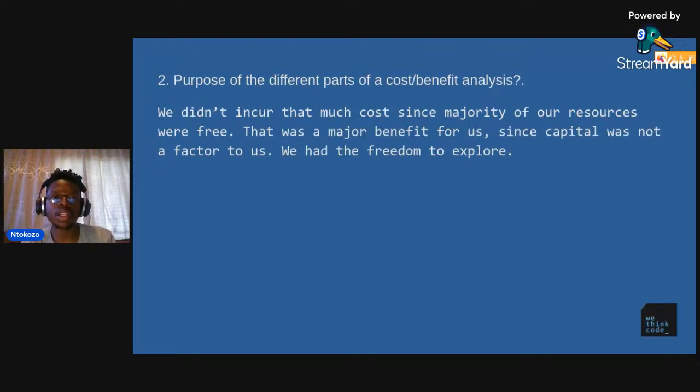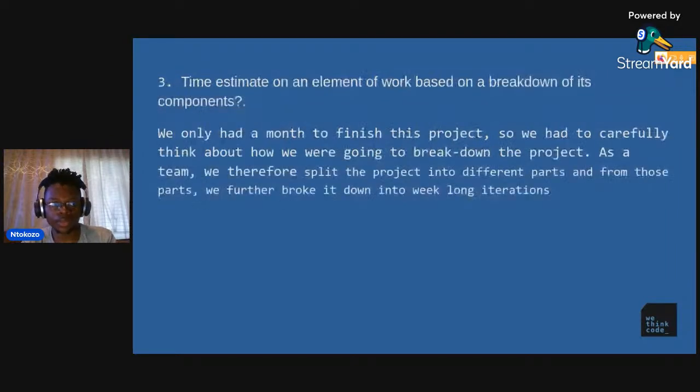The purpose of the different parts of a cost benefit analysis. We didn't incur that much cost since the majority of our resources were free. That was a major benefit for us. Since capital was not a factor to us, we had freedom to explore.